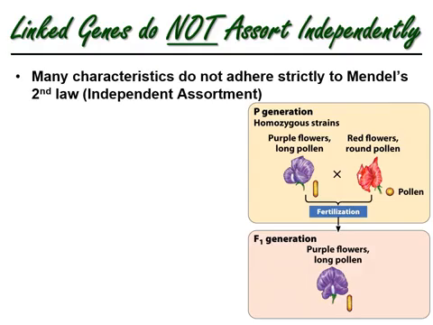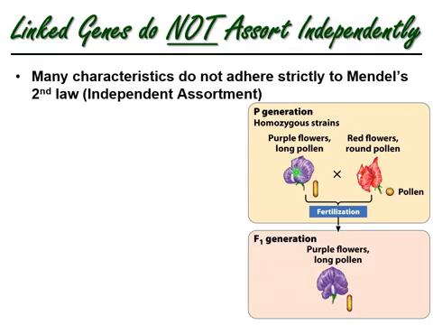So let's take a look at an example from your book. What we have is something that's a little easier to follow because they're kind of visual phenotypes. So we've got a plant that produces purple flowers and long pollen grains. And then we have a plant that produces red flowers and round pollen.